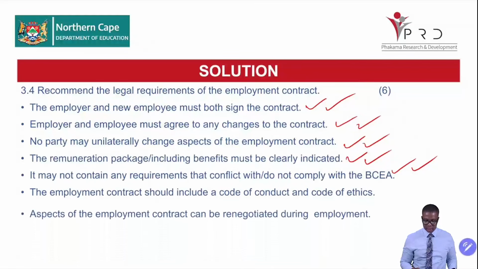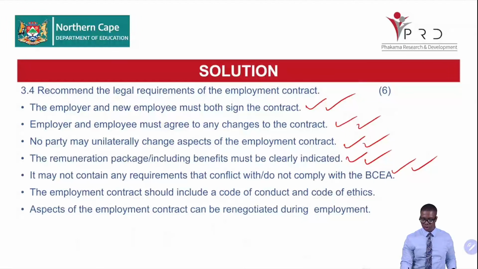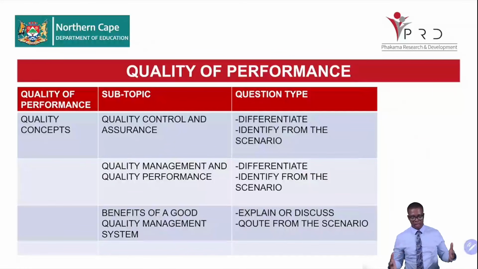Then we proceed and say the employment contract should include the code of conduct or code of ethics of the business, and the aspects of the employment contract can be renegotiated during the employment. Then we say, now let us look into quality of performance.